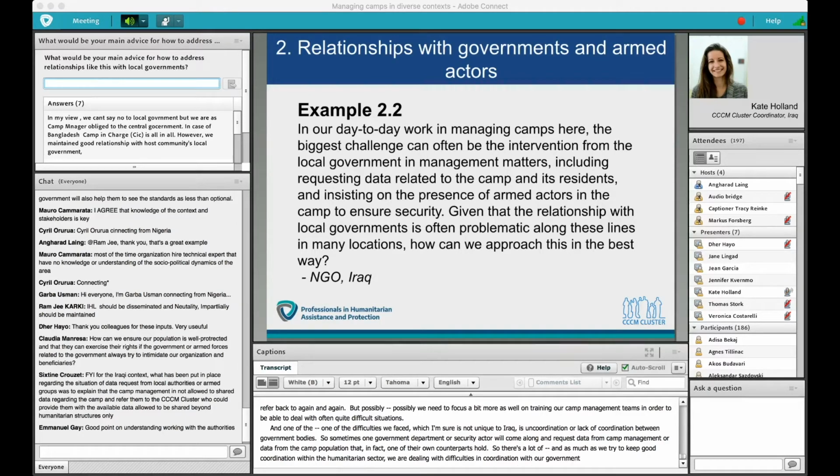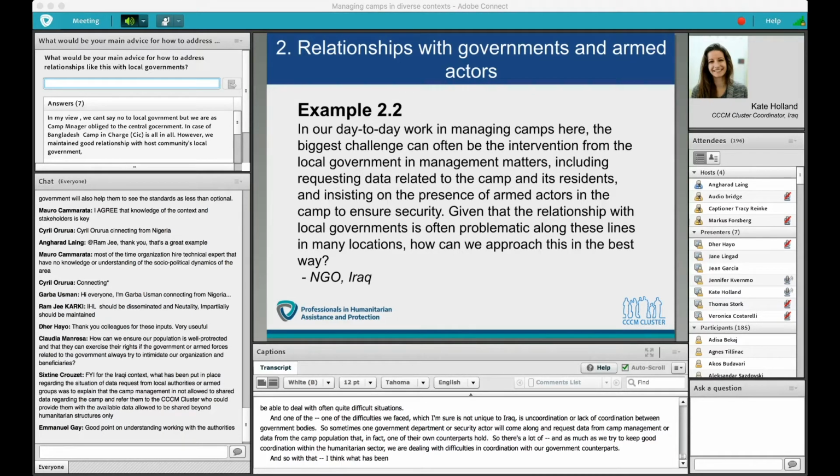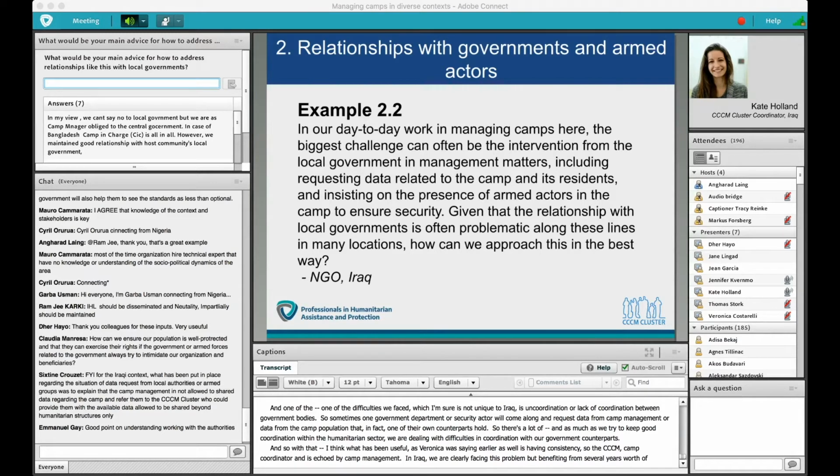And I think finally what's been useful, as Veronica was saying earlier as well, is having consistency between multiple humanitarian stakeholders. So the CCCM Cluster, Camp Coordination, has a position on it that's echoed by camp management, and then OCHA helps back up as well. But in Iraq now, we're still clearly facing this problem, but benefiting from several years' worth of attempts to make this sort of official policy. And Harad, back over to you.